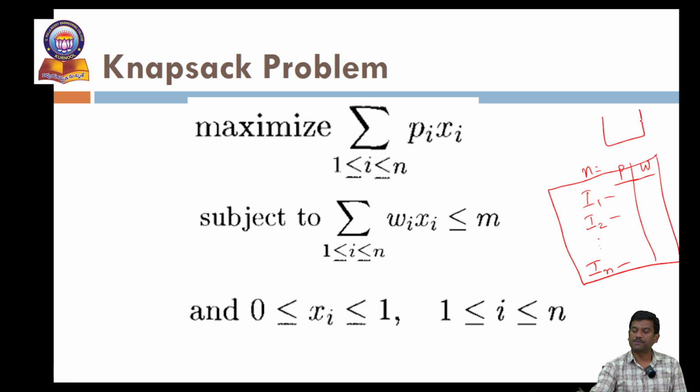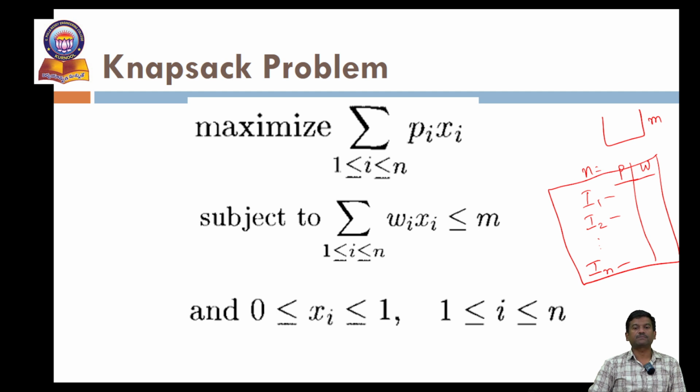And the knapsack has a certain capacity, that is m, equal to whatever value you mention in the input. The problem of the knapsack is you have to maximize the sum of PiXi. That is, you have to maximize the profit by considering those items with the maximum profit into the knapsack. And there is a certain condition: whenever you add an item into the knapsack, it should not exceed the knapsack capacity or the remaining capacity.